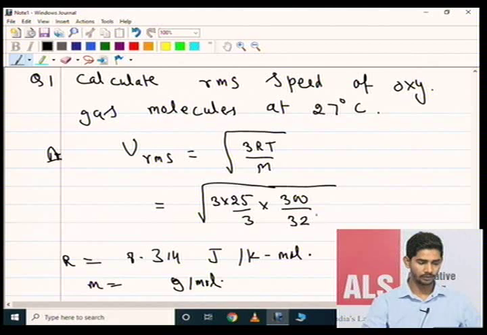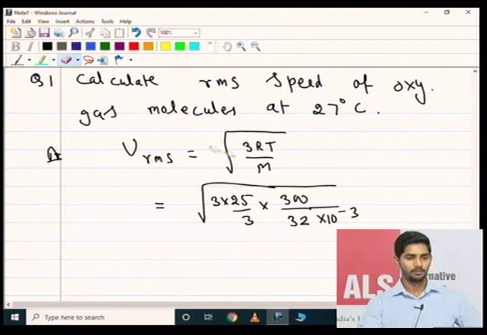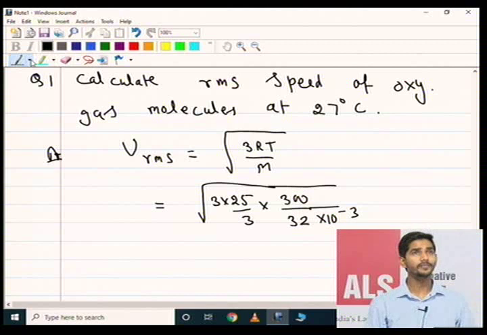For converting this into kgs, I'll divide it by 1000. So it will become 10 to the power minus 3 as well. We have to do this one as well. Are you getting this? Here you have to convert the mass as well. Mass should be in kgs instead of grams.